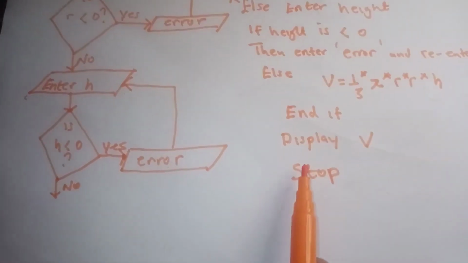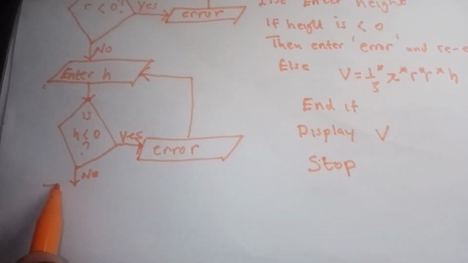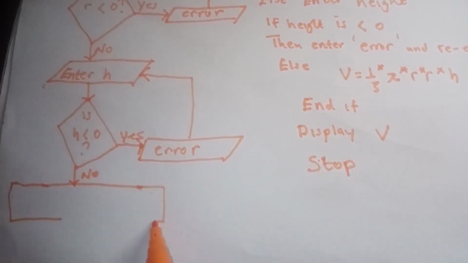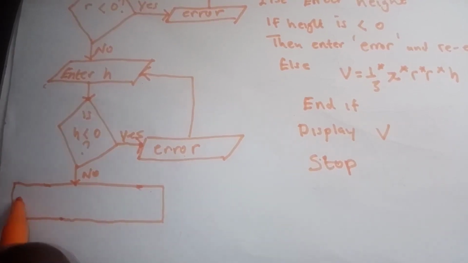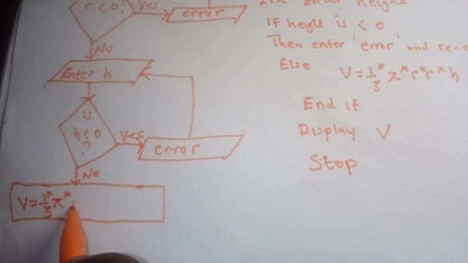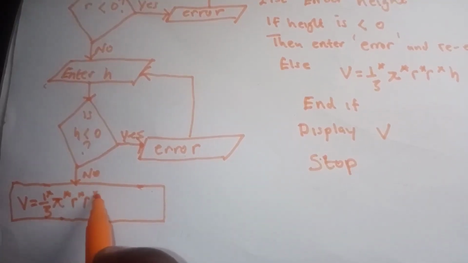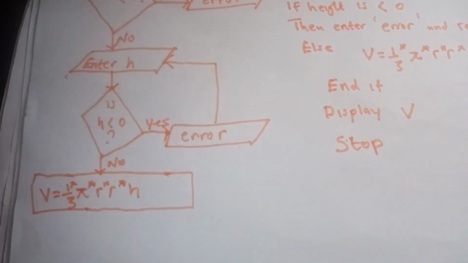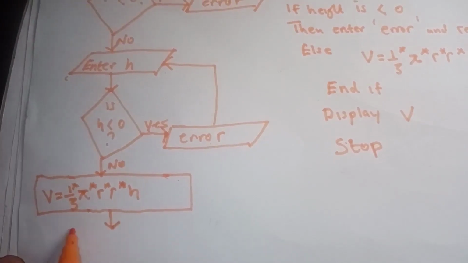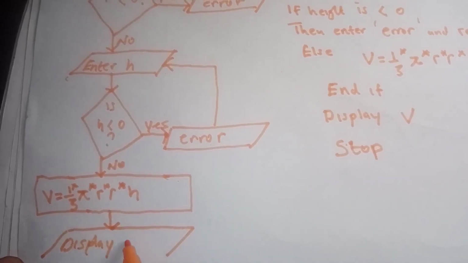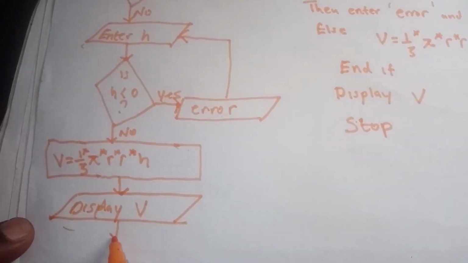Else meaning no, display the formula. For formulas you strictly use a rectangle. So you say volume is equal to 1/3 times pi times r times r times h, or you can just write r squared h. Then you end, as the volume is displayed. Then you say display v, and you stop.